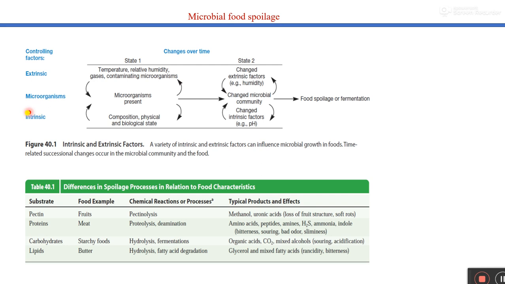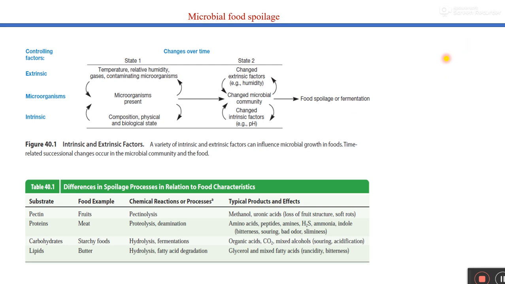So a change in both intrinsic and extrinsic factors generally produces an environment which encourages the growth of harmful microbes in a particular food, which ultimately changes the intrinsic and extrinsic factors of the food again, and makes the food unfit to consume. That process is known as food spoilage or fermentation. So this is all about microbial food spoilage.